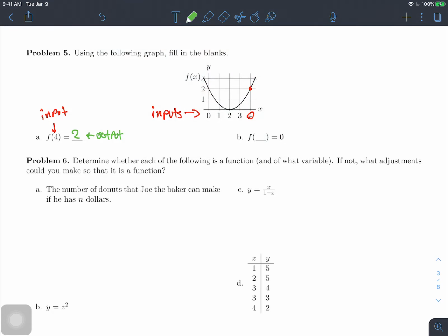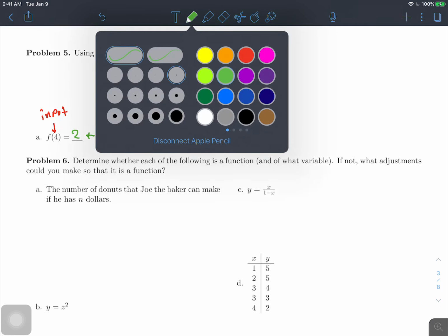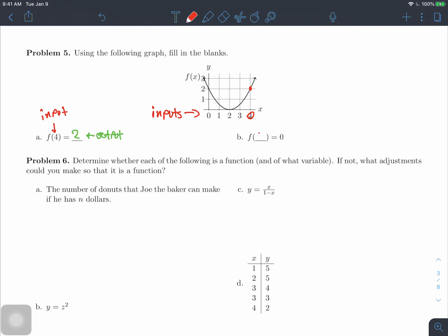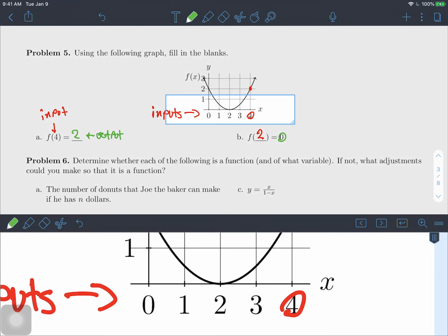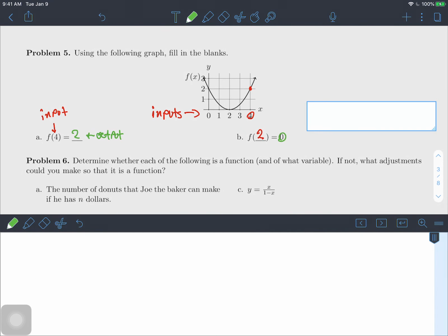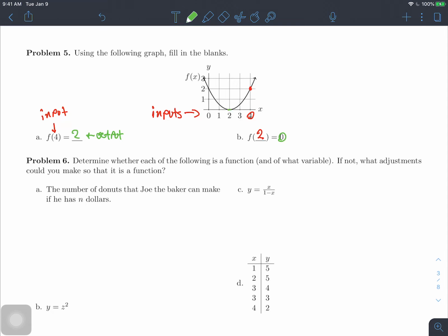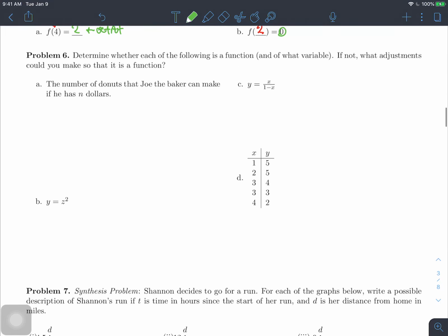Okay, who's got B for me? If my output is 0, what should my input be? 2. Exactly right. So what I did that time was I just started with 0. I found where the height of my function was 0. It looks like that happens right here. And then I just checked what is my input which corresponds to that output.